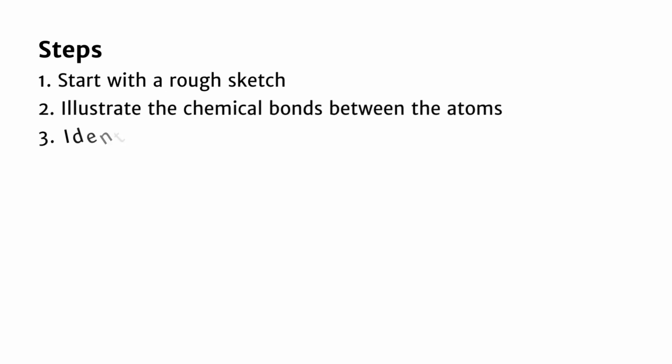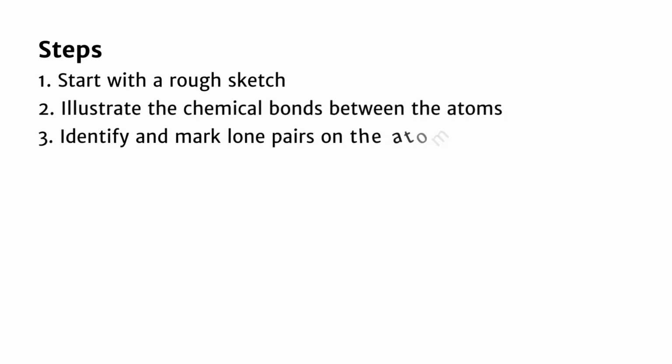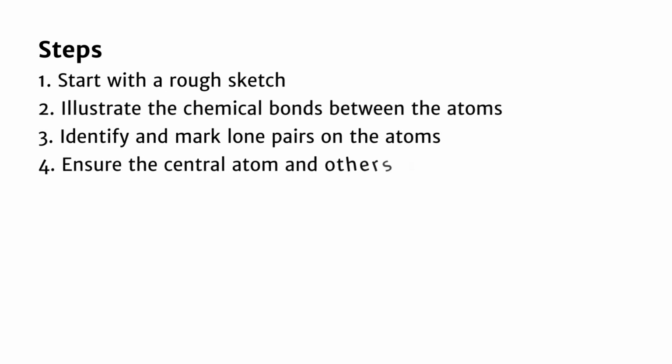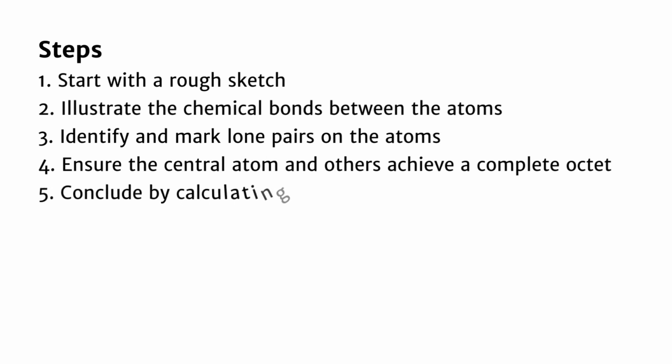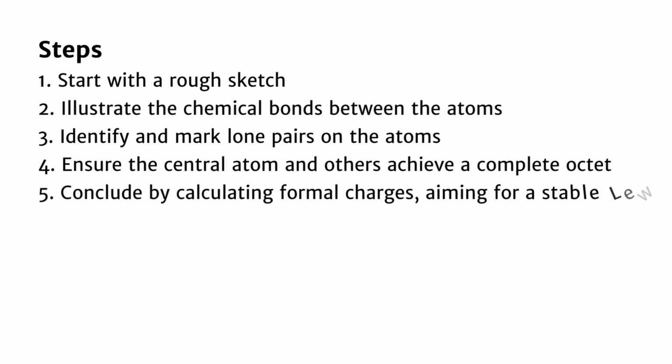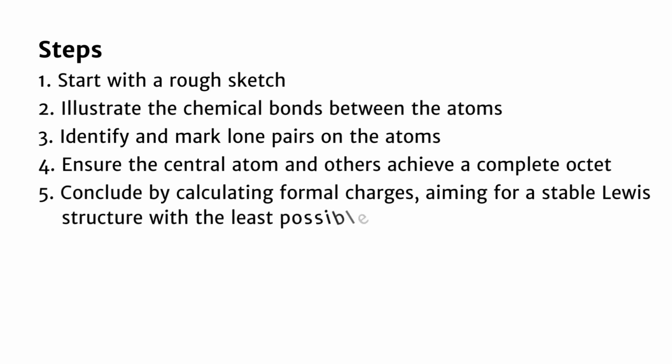Next, identify and mark lone pairs on the atoms. Ensure the central atom and others achieve a complete octet. Finally, conclude by calculating formal charges, aiming for a stable Lewis structure with the least possible formal charges.